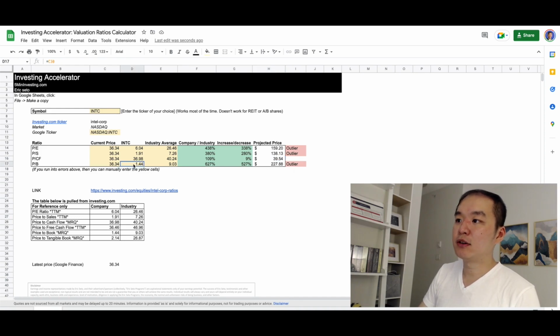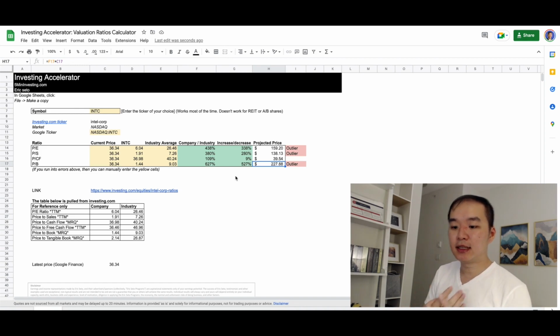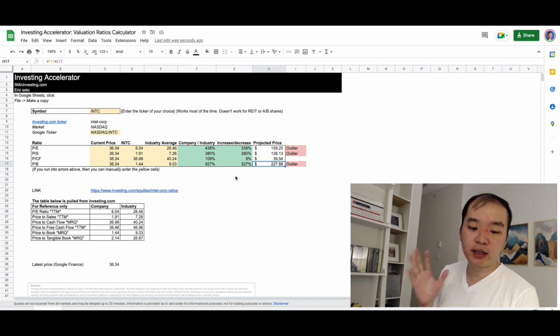And then for price to book, there's also a lot of upside, and it is an outlier as well. So it's not going to be realized in the short term. So that is basically the brief analysis for these three.